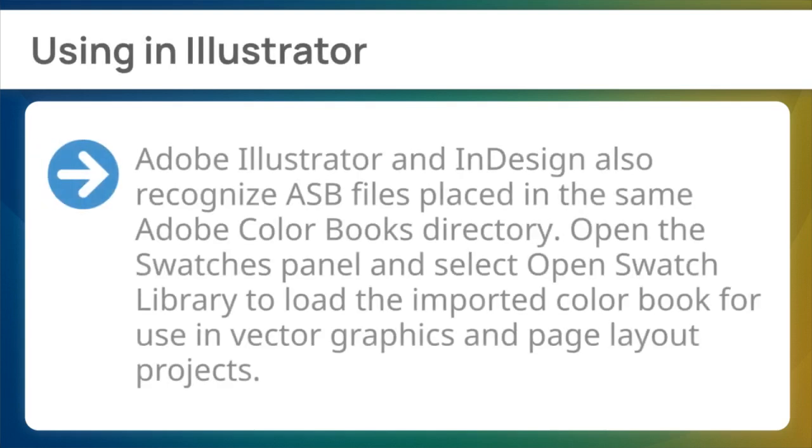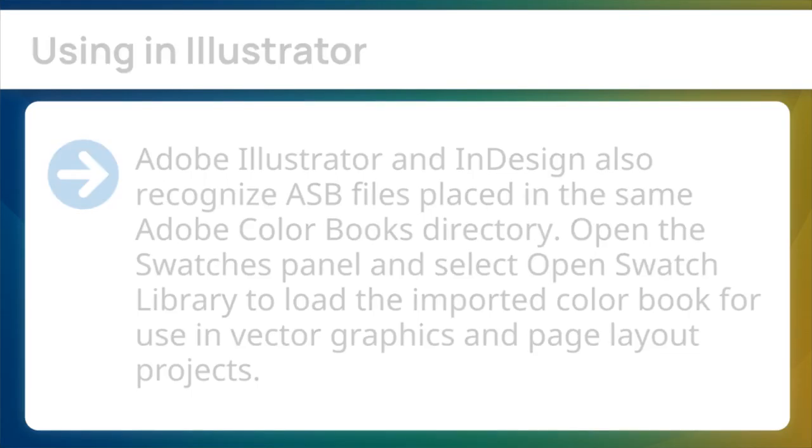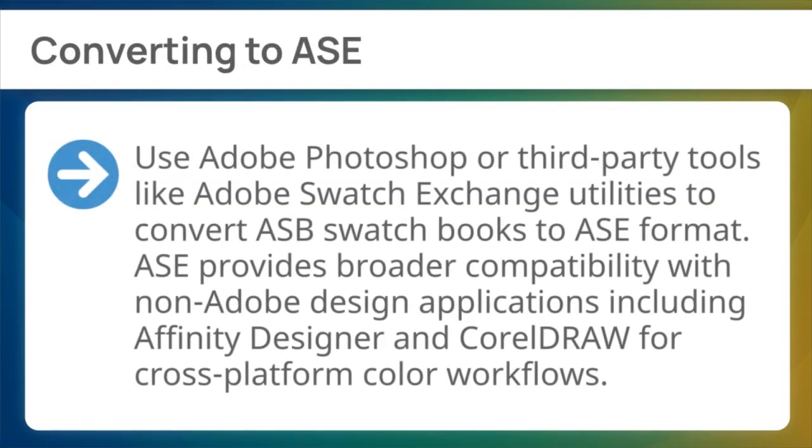Next, using Adobe Illustrator. Adobe Illustrator and InDesign also recognize ASB files placed in the same Adobe Color Books directory. Open the Swatches panel and select Open Swatch Library to load the imported color book for use in vector graphics and page layout projects. Finally, converting to ASE.